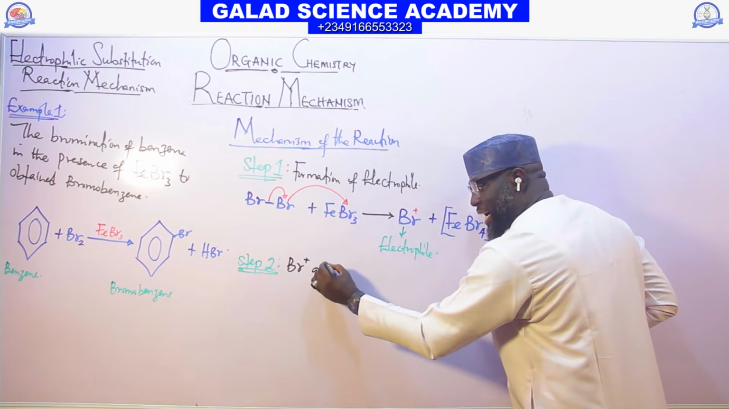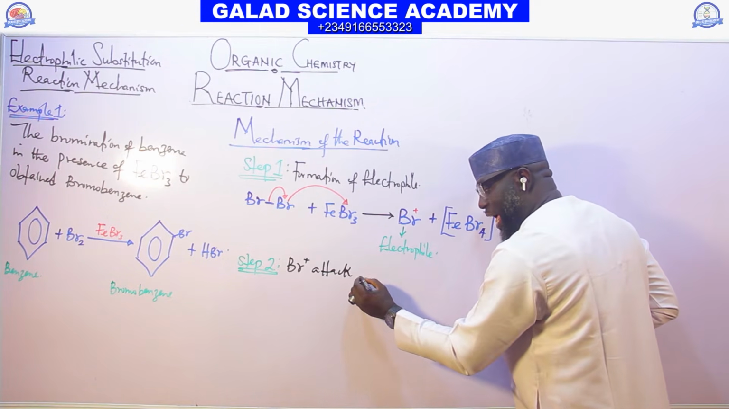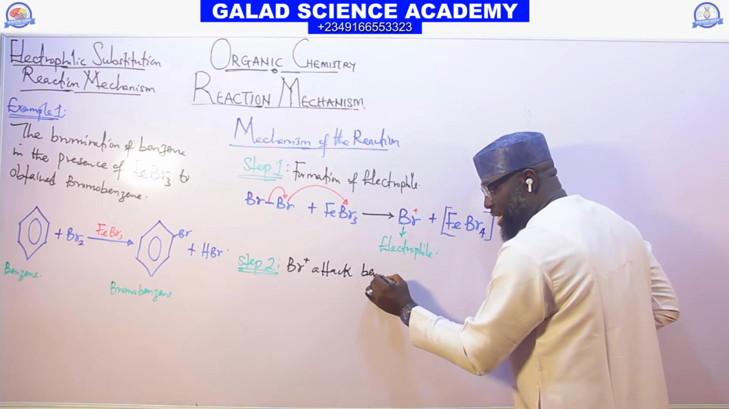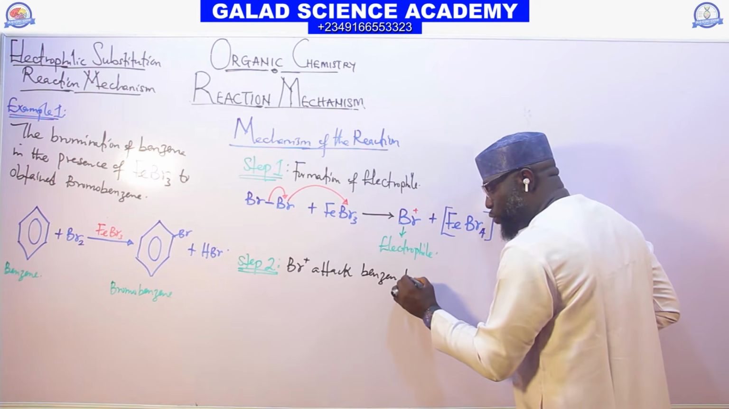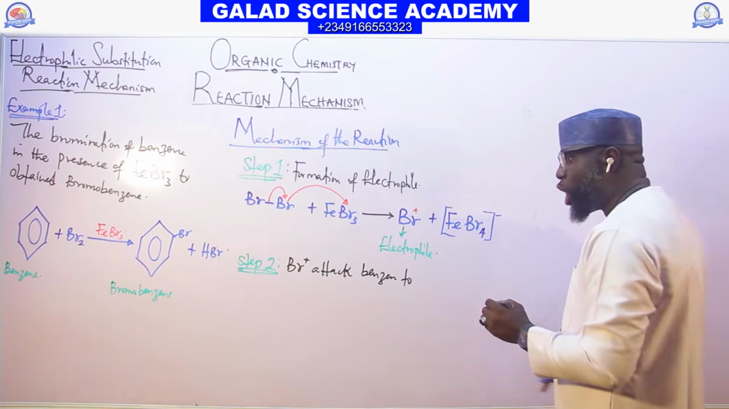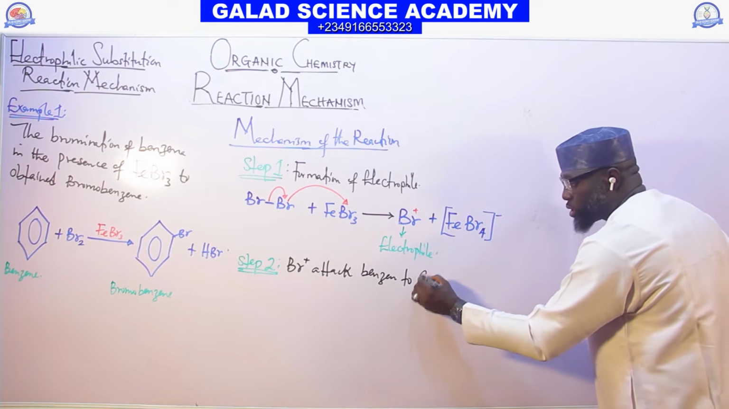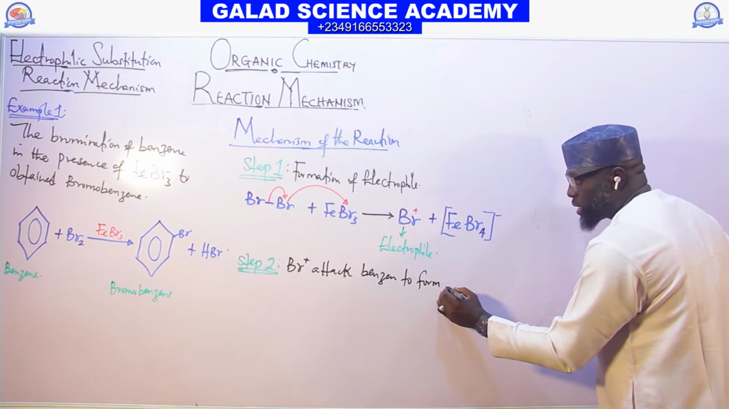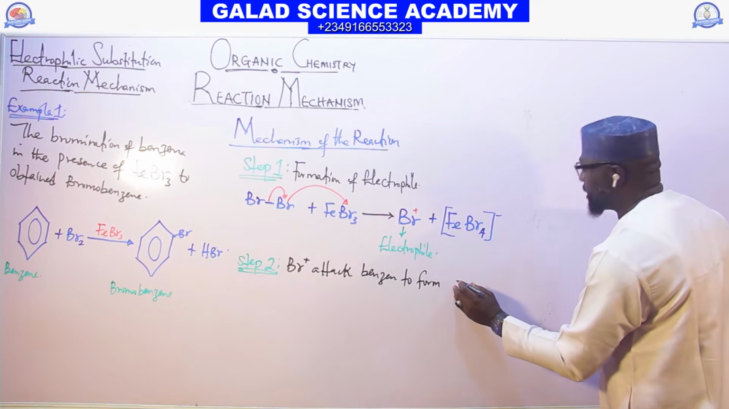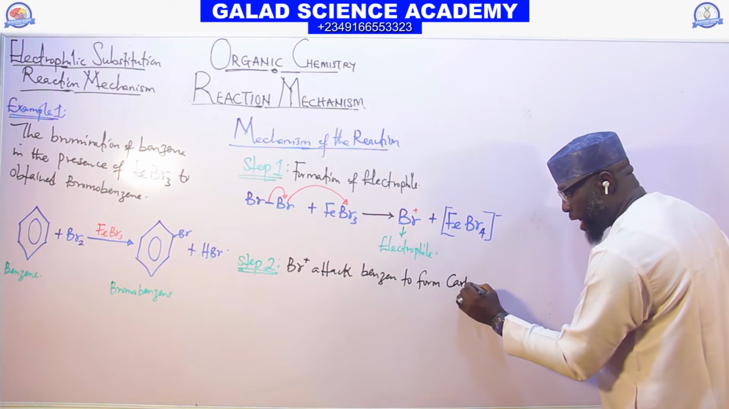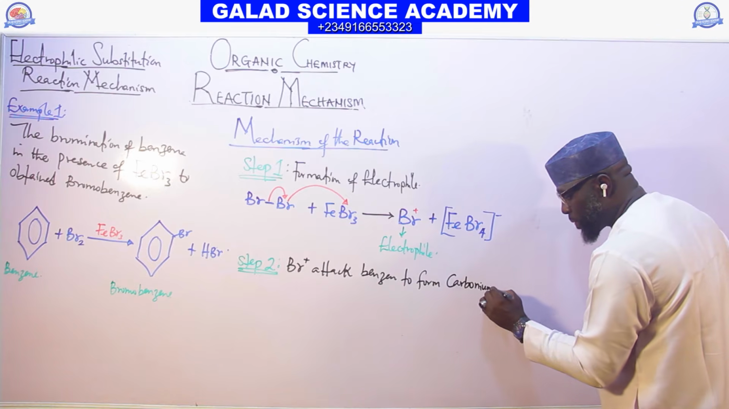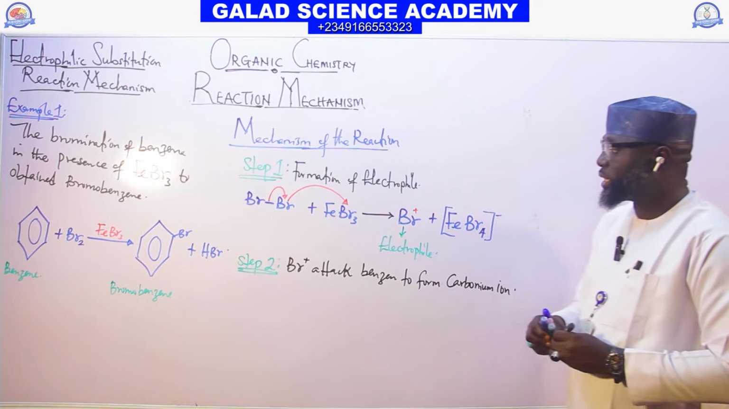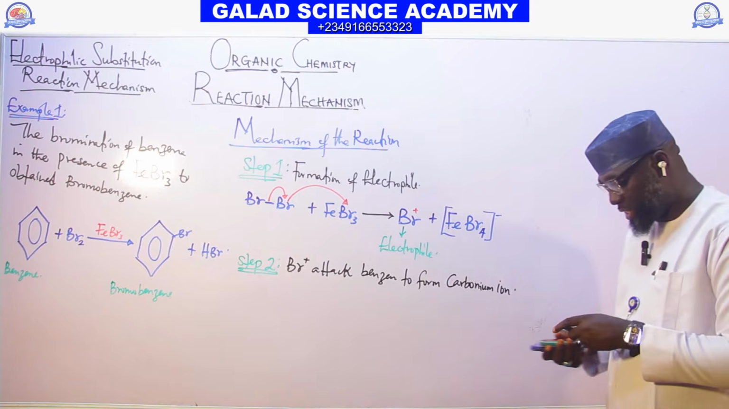Step 2. Br plus formed here, which is the electrophile, and it will attack the benzene to form a carbonium ion. Am I going to write it here? Okay. Carbonium ion. That's the scenario that is happening in step 2.